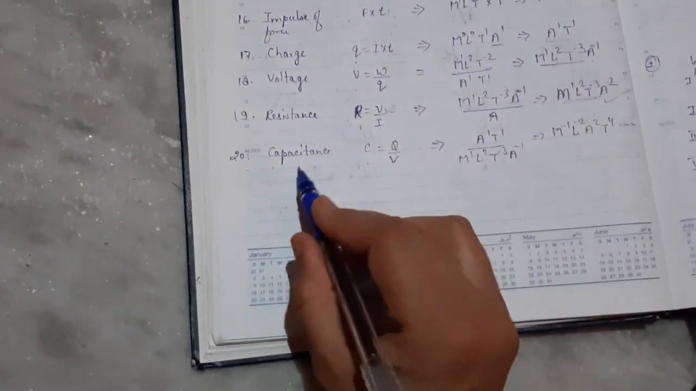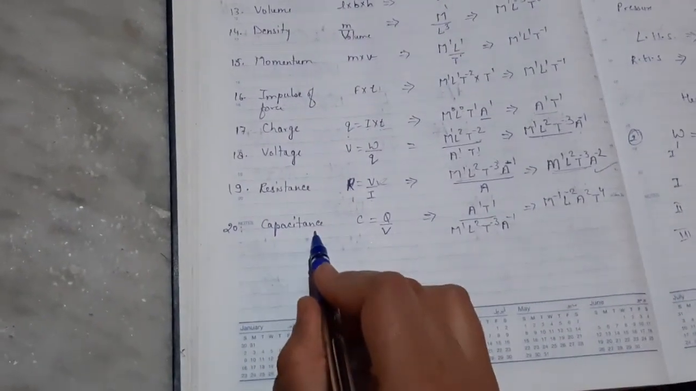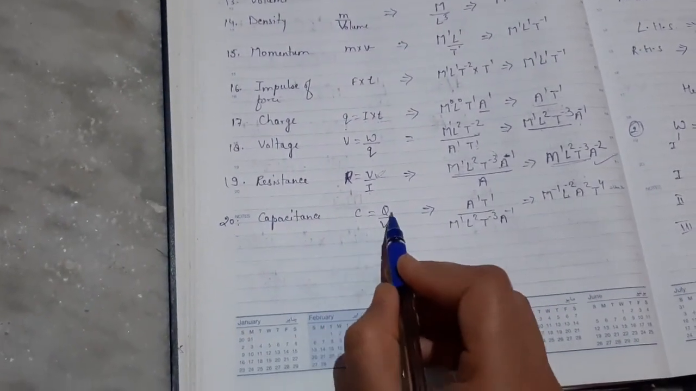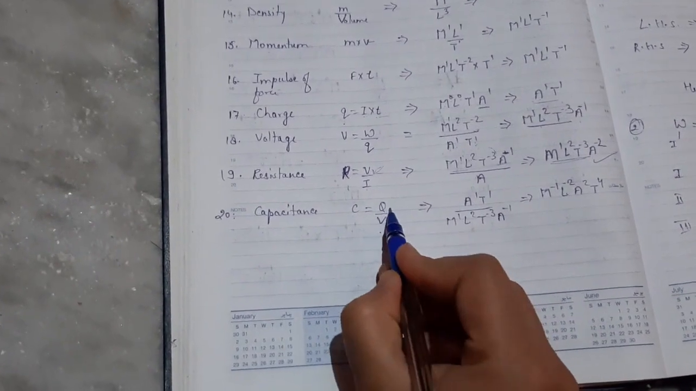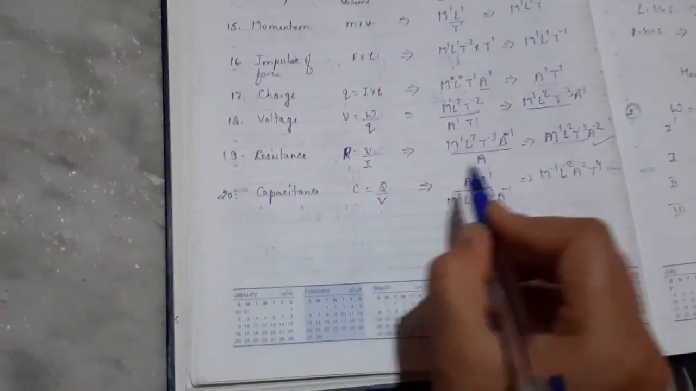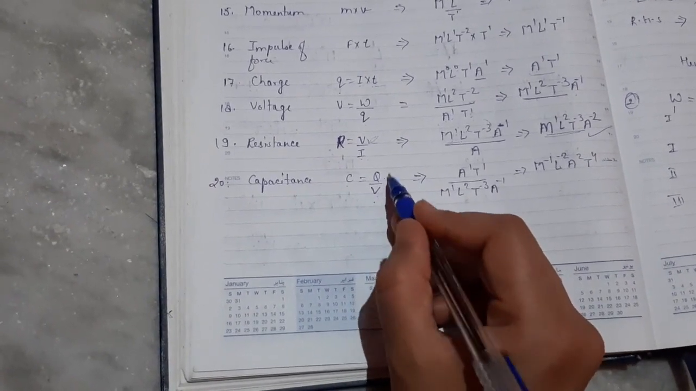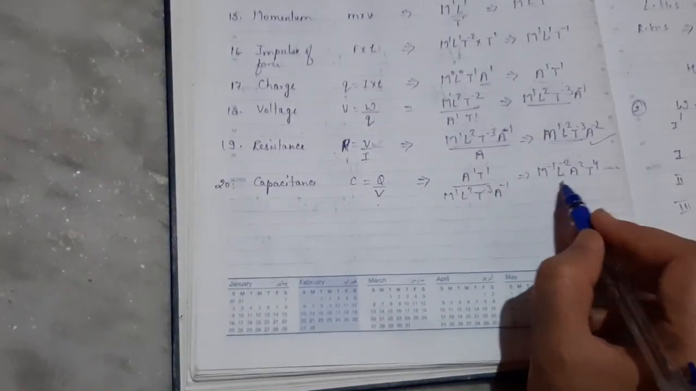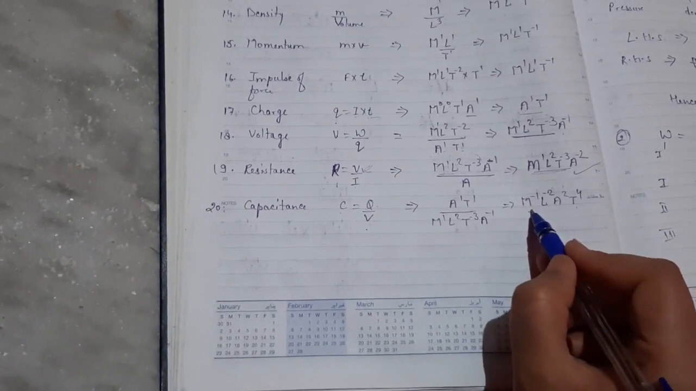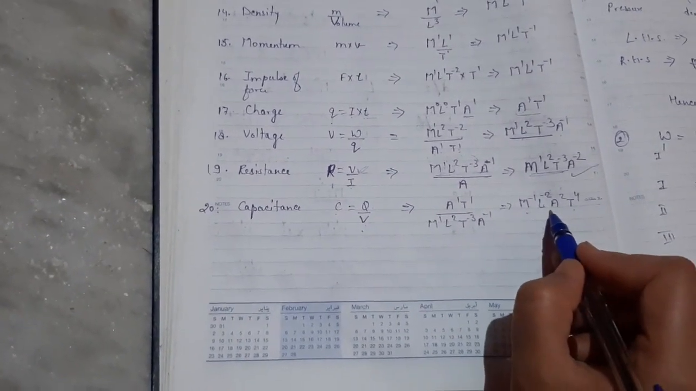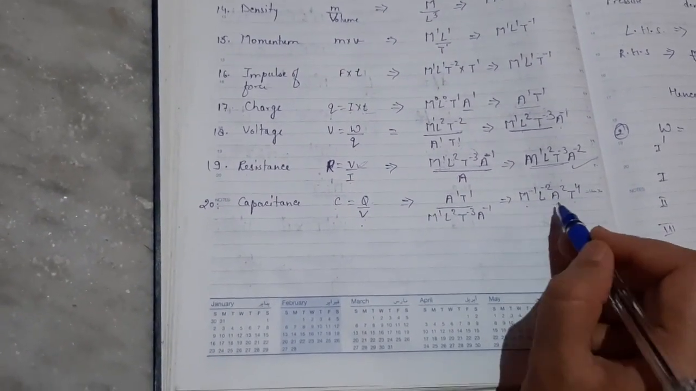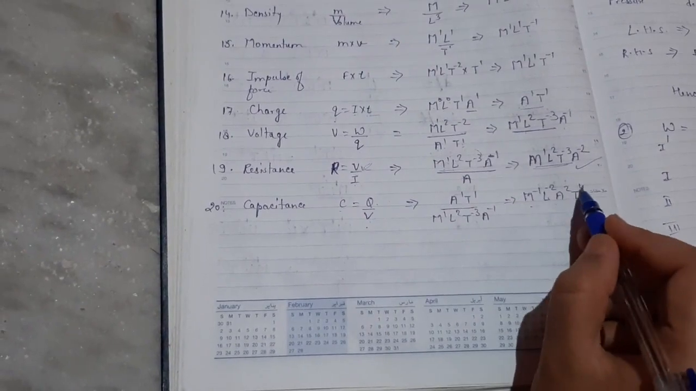Then capacitance, this topic will come in your 12th class. Capacitance C equals Q over V. Here Q is charge, V is voltage. If you write the dimensions of charge and voltage, at the end you will get the dimensional formula M raised to power minus 1, L raised to power minus 2, A raised to power 2 and T raised to power 4.